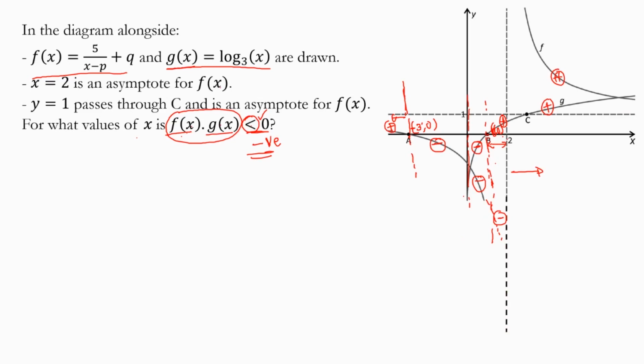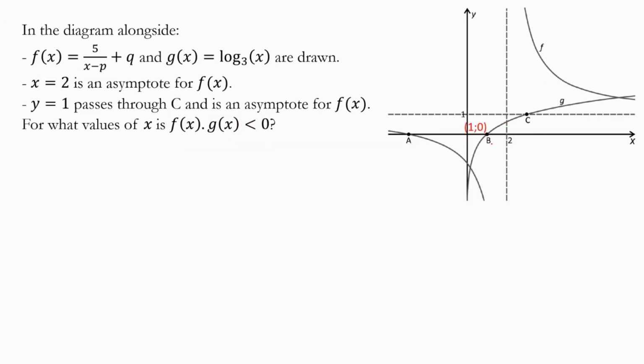Okay, let's discuss this further. We have our B there with the coordinates (1, 0). Let me extend this so that you can see clearly. We have this region between 1 and 2, where g(x) is positive and f(x) is negative. g(x) is above the x-axis, and f(x) is below the x-axis. Now we want where the product f(x) times g(x) is less than 0. So what will be the answer?